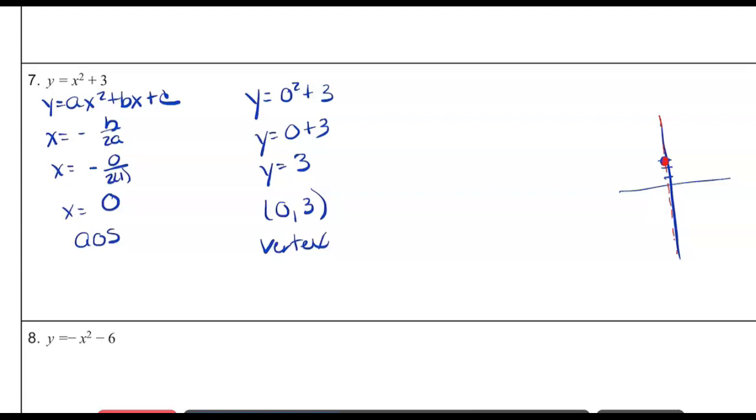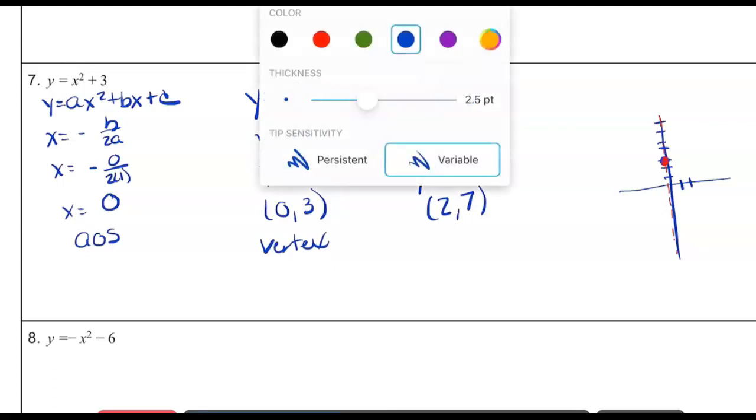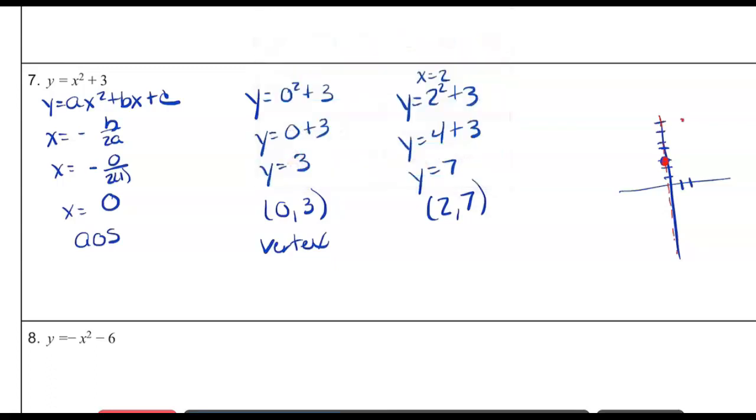So let's try 2. So I'm going to say y equals 2 squared plus 3. So I'm going to say x equals 2. That would be y equals 2 squared is 4, and 4 plus 3 is 7, so y equals 7. So when I input 2, out comes 7. I could graph that. That's reasonable. So I'm going to put that in. 1, 2, I'm at 3, 4, 5, 6, 7. So I'm now at 2, 7.